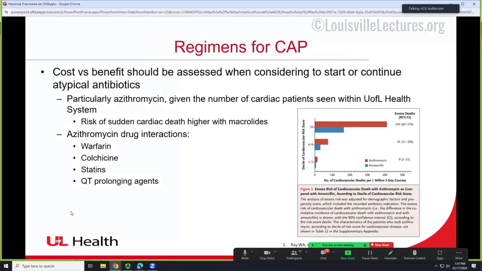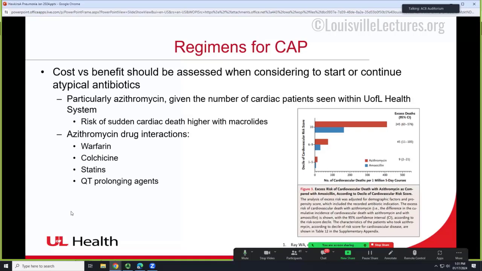Cost versus benefit, very, very important to consider. And this is kind of just harping on azithromycin here. Not to say azithromycin is a bad drug. It's not. It's wonderful for many reasons. But when you get the right patient in front of you, instead of just automatically going through your power plan, ceftriaxone, azithro, maybe take a second to think, could my patient benefit from doxycycline?